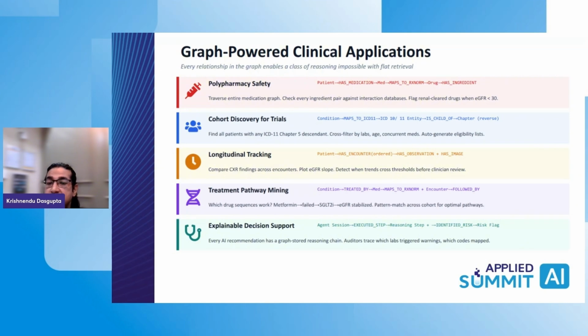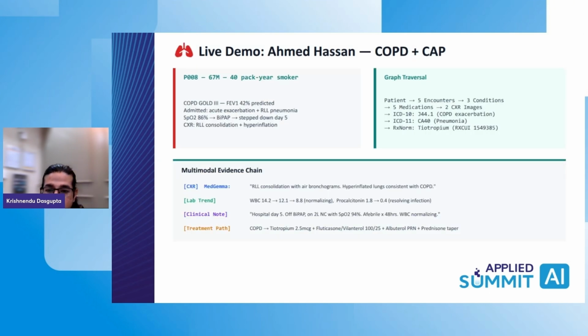Each app is only possible because of the existing graph structure, be it explainable decision support, be it cohort discovery for clinical trials, or be it a treatment pathway in drug discovery. We will look into a few demos after this. So this is again synthetic data. It's not a real patient. The patient is not real. It's synthetic data that we're looking at.